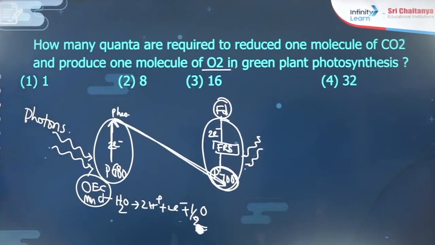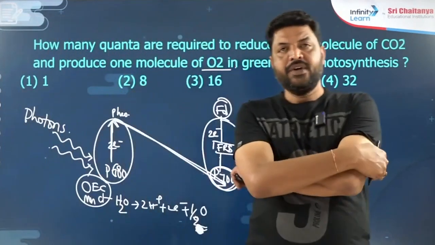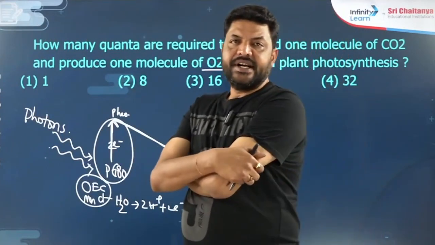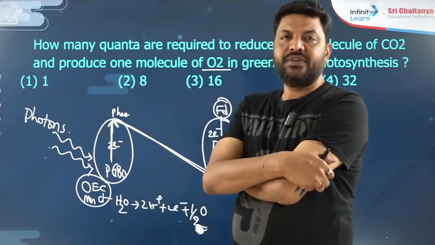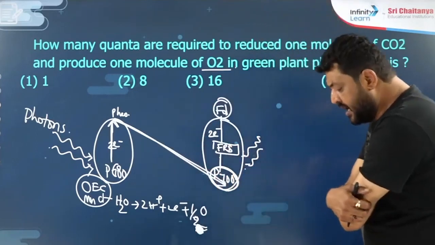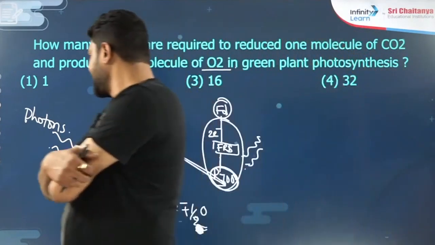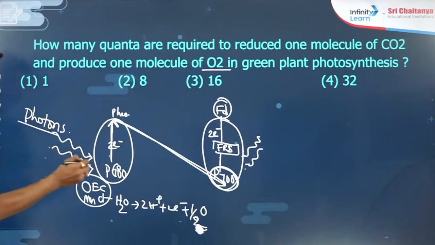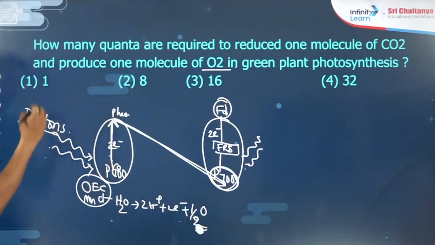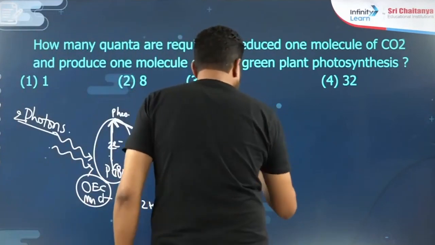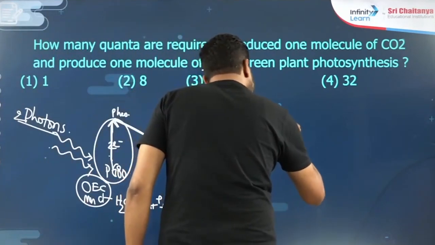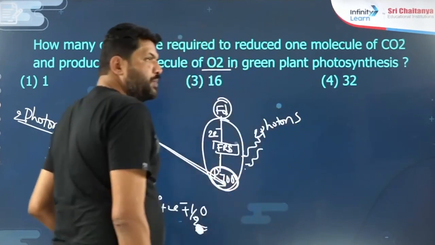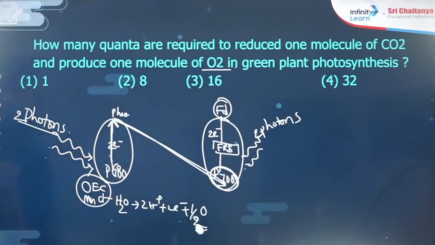4 photons of light. How can you define the photon of light? The quantum of light energy that is required for the excitation of the outer valency electron in the chlorophyll molecule. Clear? 1 photon of light excites 1 electron. Here, for excitation of 2 electrons, 2 photons of light are required. For 2 plus 2, 4 photons of light.